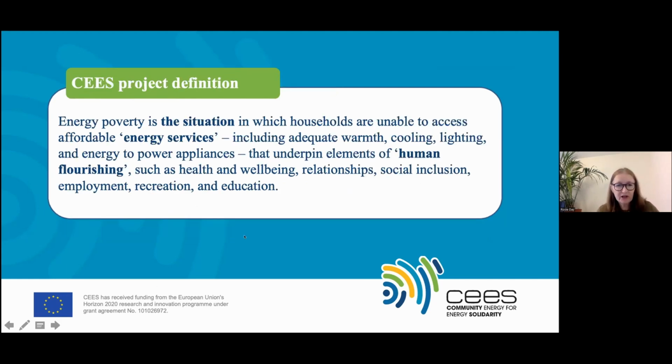So in the CEES project, the definition built on this that we're mobilizing is this. We're seeing that energy poverty is a situation in which households are unable to access affordable energy services, which would include adequate warmth, cooling, lighting, and energy to power appliances that underpin elements of human flourishing, such as health and well-being, relationships, social inclusion, employment, recreation, and education.